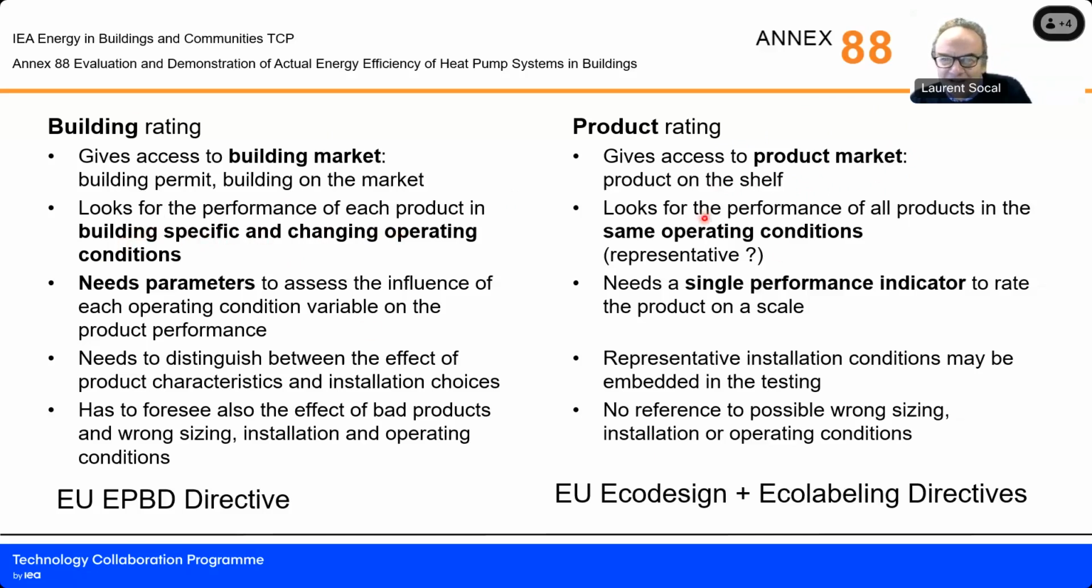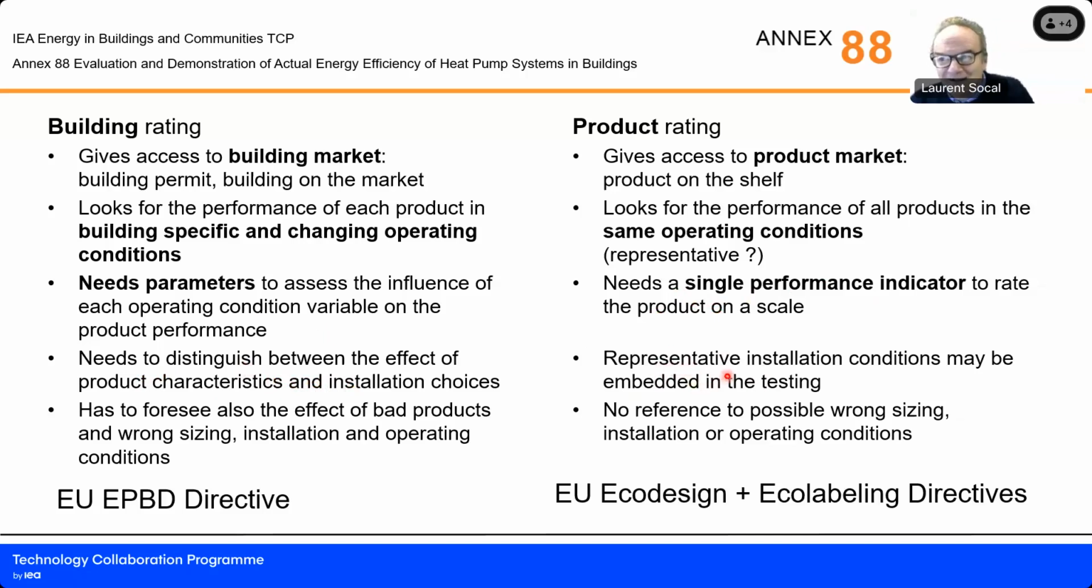it's building rating. And here you try the performance of all products in the same operating condition, because you want to compare products. The question could be, are they representative? Then here you need parameters. Since you have several influences, you are interested in some parameters that allow to take into account deviation from a reference or tested conditions. And here you need a single performance indicator, one figure, because we want to rate the product on a scale. And then here you have to distinguish between the effect of the product and the effect of the systems. And here, effects of the system are embedded in the testing.